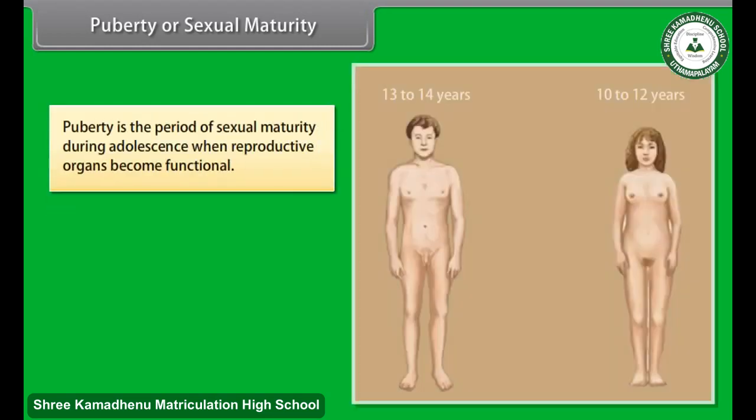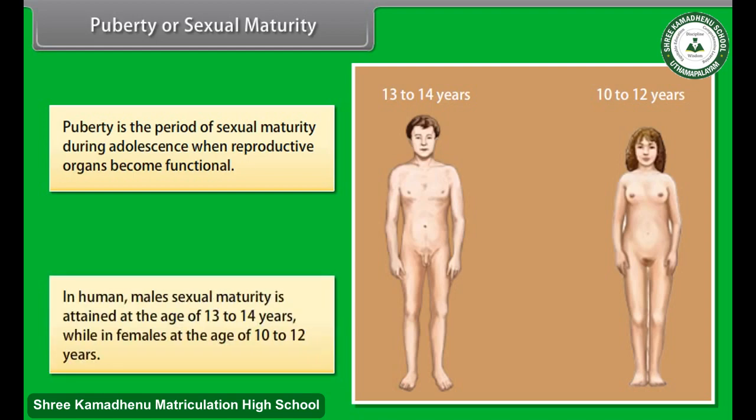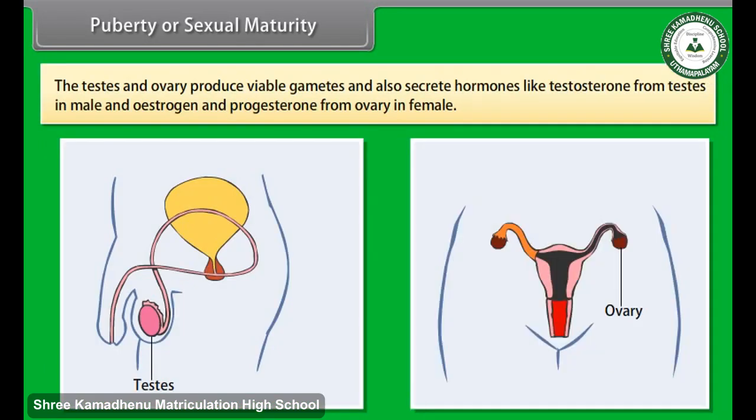Puberty or sexual maturity. Puberty is the period of sexual maturity during adolescence when reproductive organs become functional. In humans, male sexual maturity is attained at the age of 13 to 14 years, while in females at the age of 10 to 12 years. The testes and ovaries produce viable gametes and also secrete hormones like testosterone from testes in male and estrogen and progesterone from ovary in female.